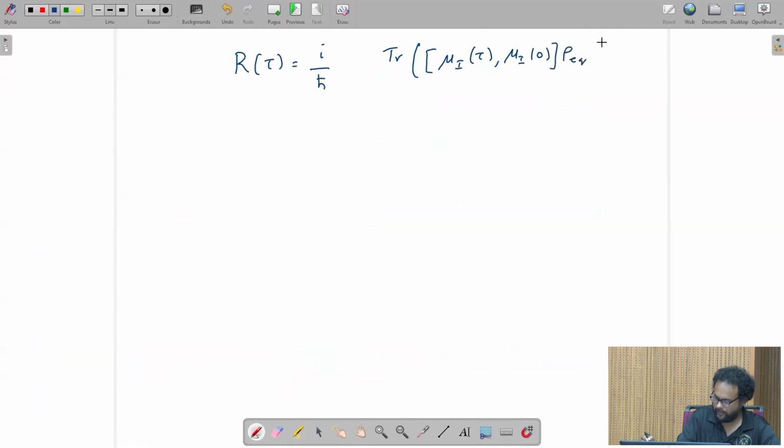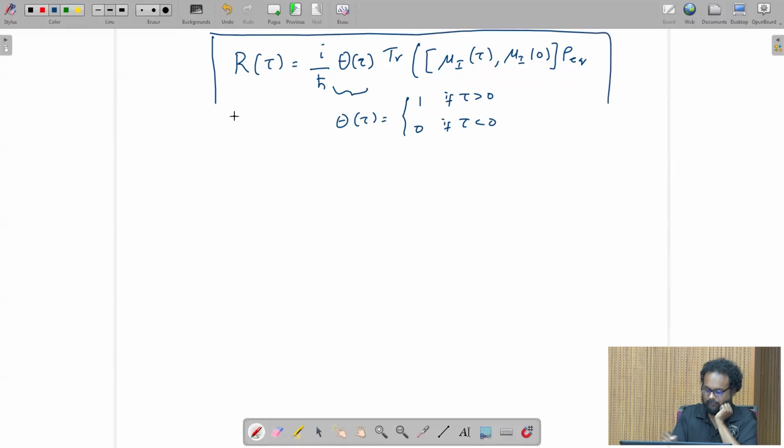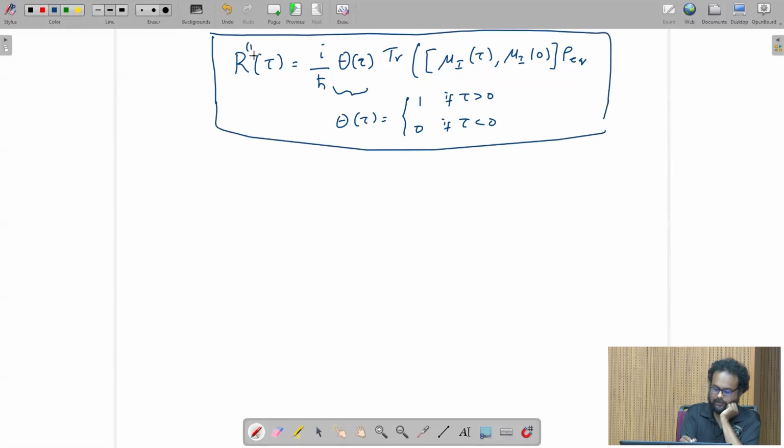And to preserve causality, I'm going to introduce a Heaviside function here. The Heaviside function simply is 1 only if tau is greater than 0, and 0 if tau is less than 0. We don't want a response before the pulse arrives. That's why we enforce causality through this. Okay, very important expression. That's the response function. Remember, this is all first order response function. It's an elegant form.